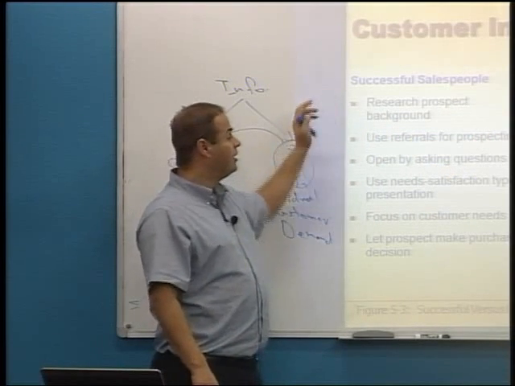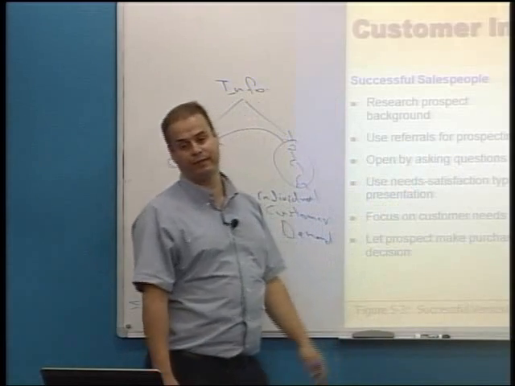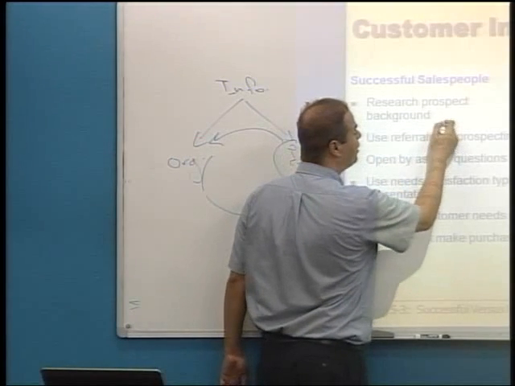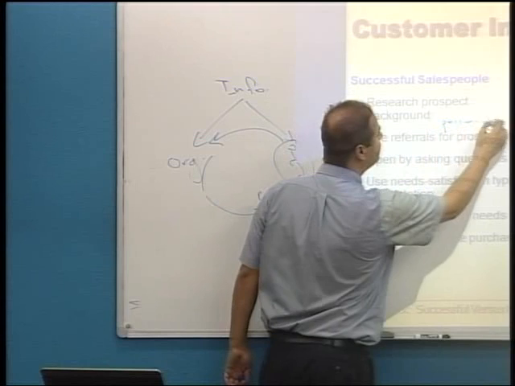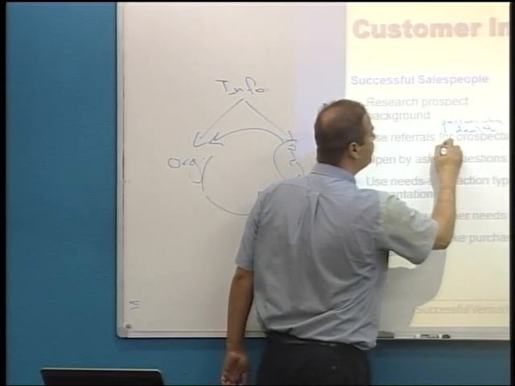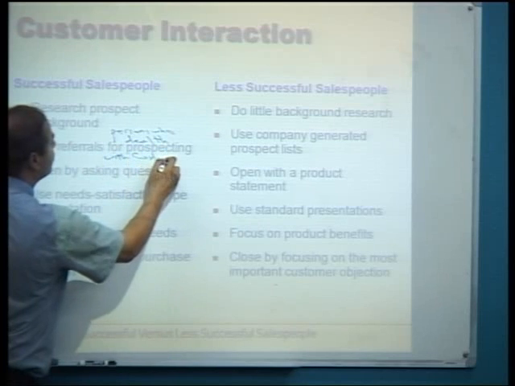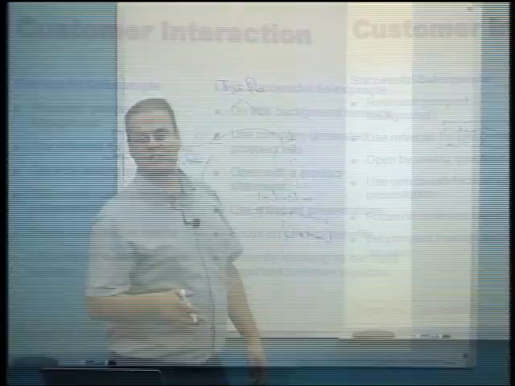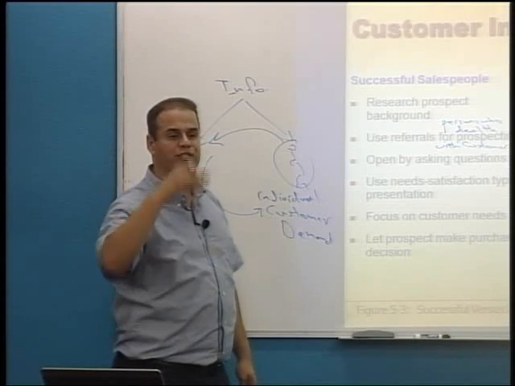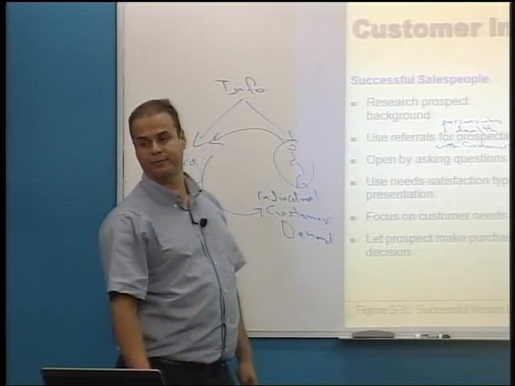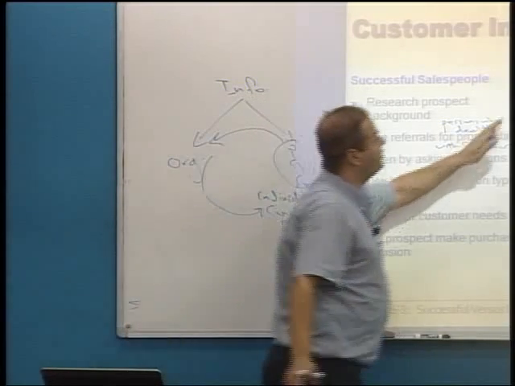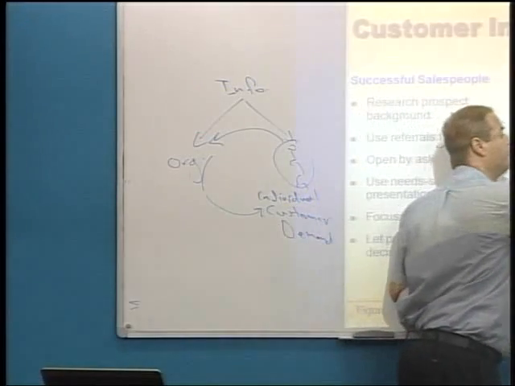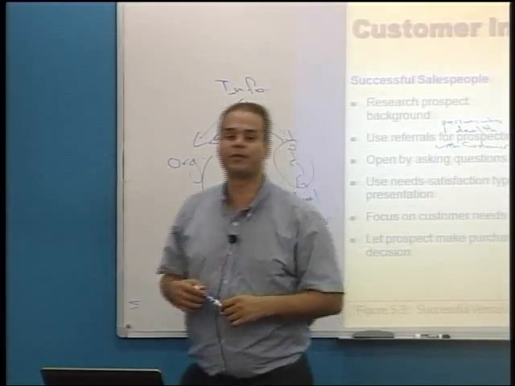A second difference between the two categories. Successful salespeople use referrals for prospecting. In other words, they depend on other persons who dealt with the potential customer before. So we are going to go to these persons and ask them many questions so that we can collect data and information about the targeted customer or prospects. While the less successful salespeople use just the records and the lists to collect data about the prospects.